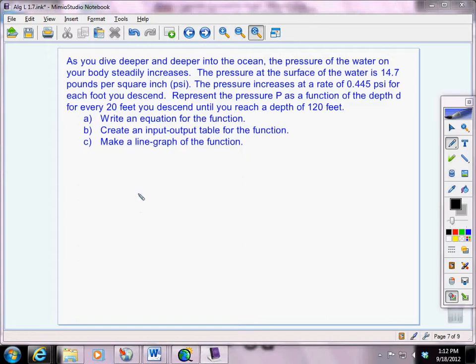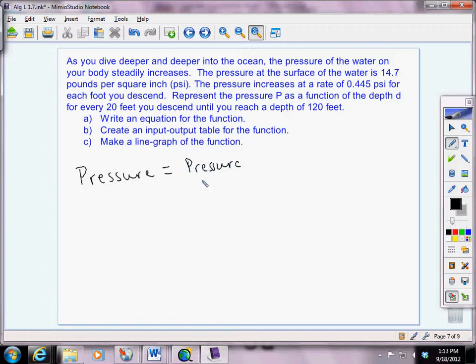If we talk about a verbal model, keep in mind we want to represent our pressure. So let's start with that. Our pressure at any depth is going to be equal to what our pressure is at the surface. It tells us right here. So we're going to have our pressure at the surface, and then it's going to increase. When we say increase, we know that's addition, at a rate of 0.445 psi for each foot you descend.